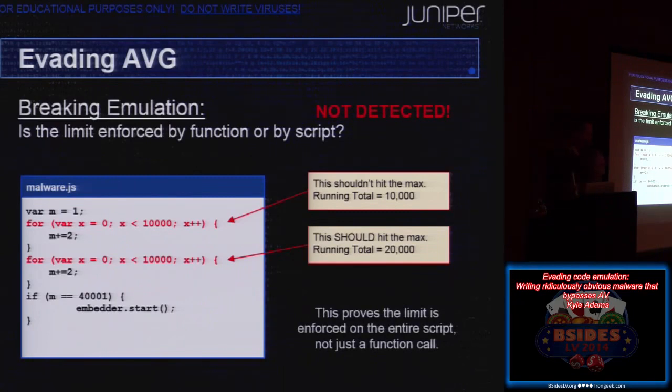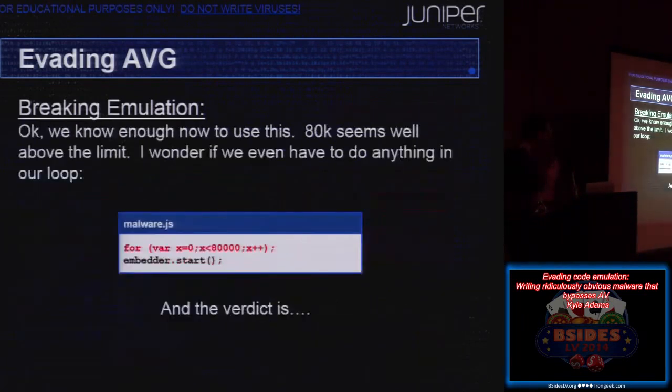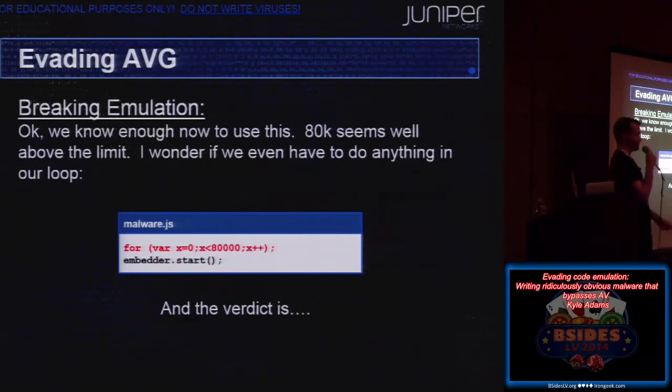So this proves that we now have an instruction limit on the entire JavaScript file. Once it gets past that instruction limit, there is no more evaluation. And not being able to execute the whole script is apparently not an indication that this is malware. So I wonder if I really even need to do anything in my loop. And as it turns out, JavaScript allows you to write a loop that does nothing.